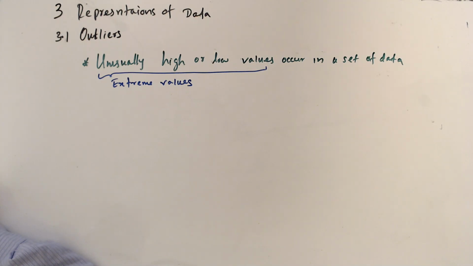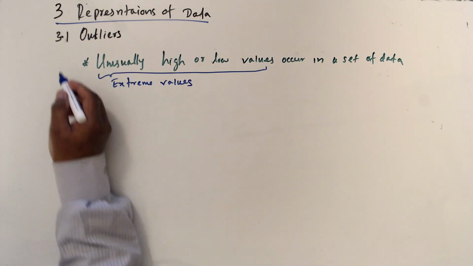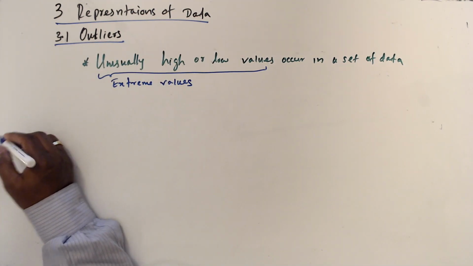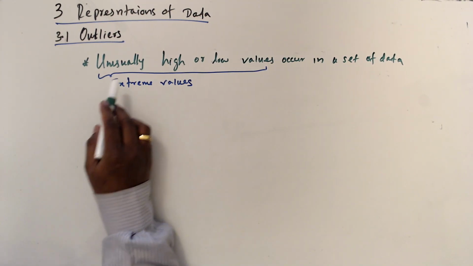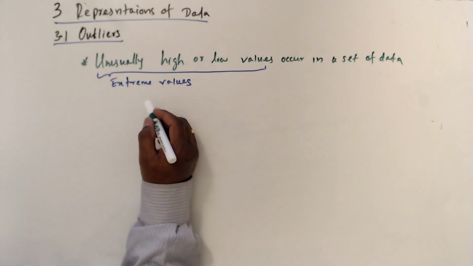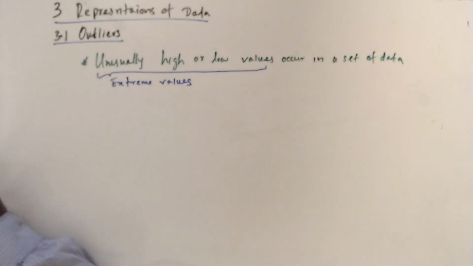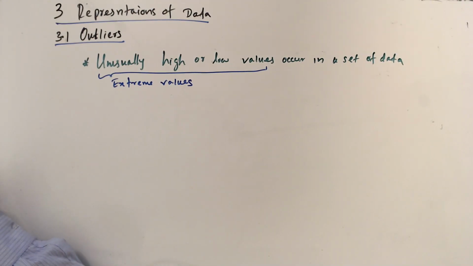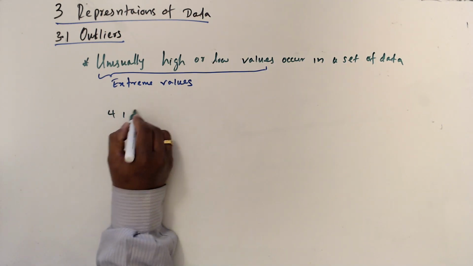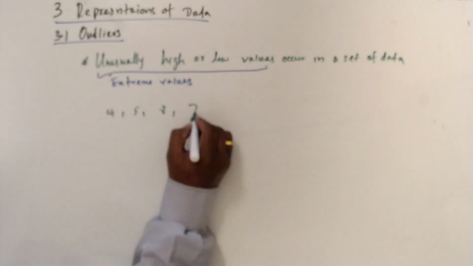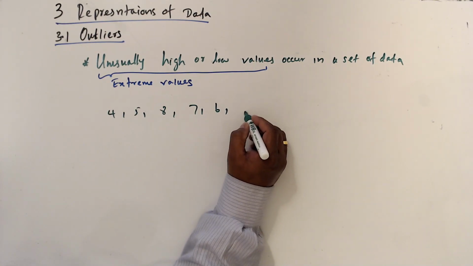Chapter 3, representation of data, and 3.1, outliers. Outliers are unusually high or low values that occur in a set of data, or we can say extreme values. For example, assume that you have a set of data like this: 4, 5, 8, 7, 6, and suddenly you will see 165.